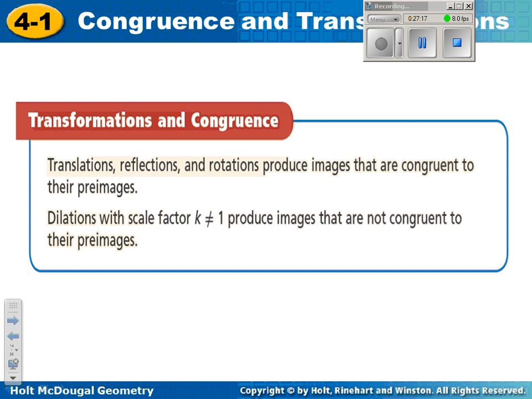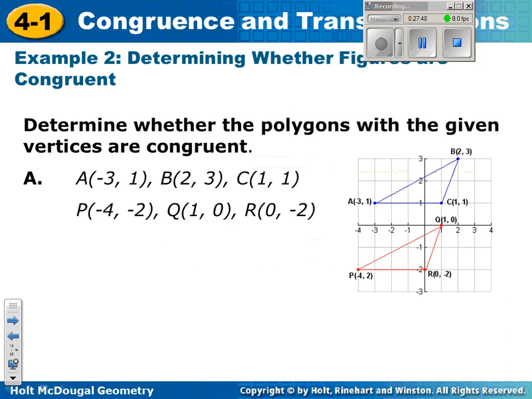Translations, reflections, and rotations always give you something congruent to their pre-image. Dilations that have a scale factor not equal to 1 produce images that are not congruent to their pre-images. If it's equal to 1, if I take every coordinate and multiply it by 1, is it going to change its value? No. So if your k value is 1, it wouldn't increase or decrease it. Therefore, dilations have to have scale factors greater than 1 or less than 1.